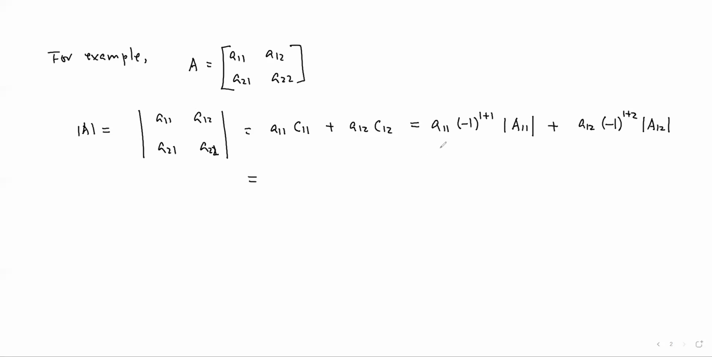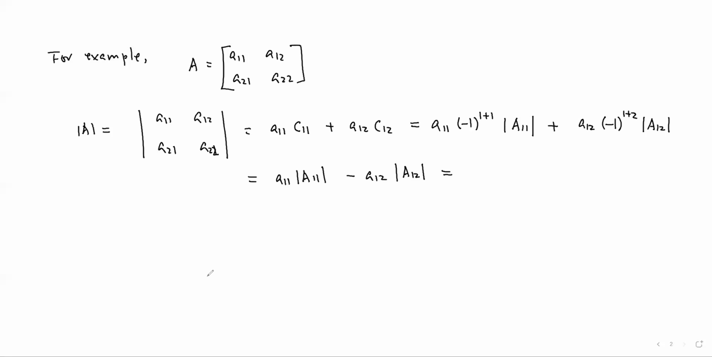Now let me simplify this sum. Negative 1 to 1 plus 1. 1 plus 1 is 2. So negative 1 to 2 is positive 1. So the first term is A11 times the determinant of this matrix. Then plus negative 1 to the power 1 plus 2. 1 plus 2 is 3. Negative 1 to the third is negative 1. So minus A12. Okay.